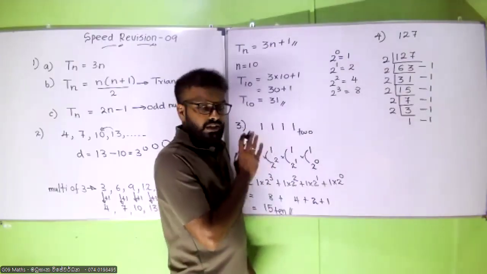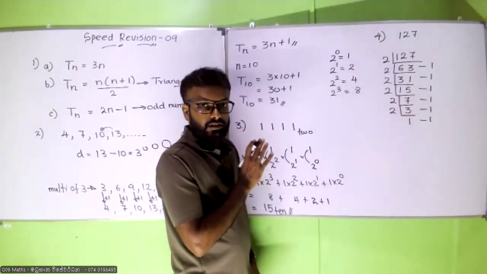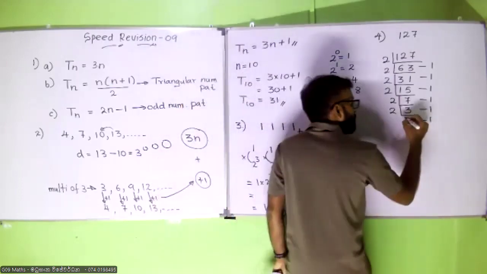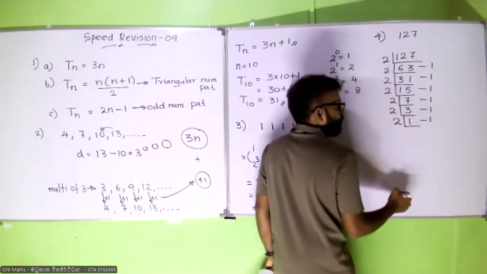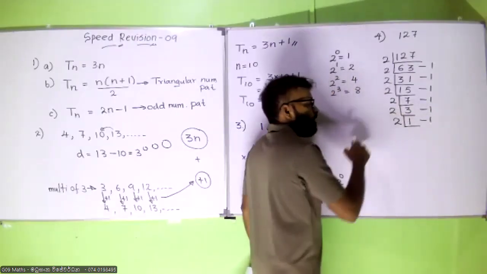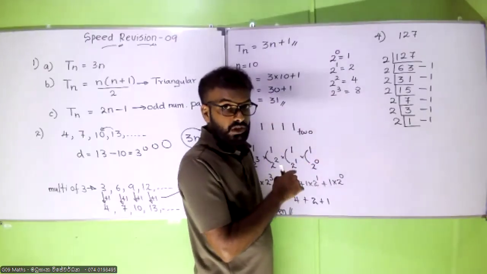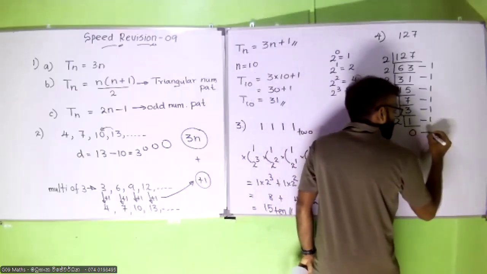If you are doing it this way, this method is also correct. It doesn't matter. In school, sometimes they might get something like this. Again, you have to divide by 2. There is number 1, you have to divide it by 2. So, how many 2s are there for number 1? 0. So, the remainder is 1.